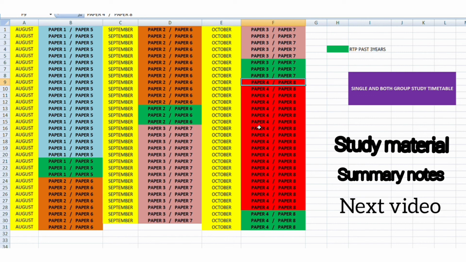Okay, this is for group 2, and I guess I have completed everything. It's the same timetable for single and both group students, but the ways of studying will differ for both of them. Single group students, do not stress yourself, and both group students, you have to stress yourself, because as you know there's a lot of portions to cover, and for both group students it's compulsory to prepare your summary notes and practice your RTPs and revision.